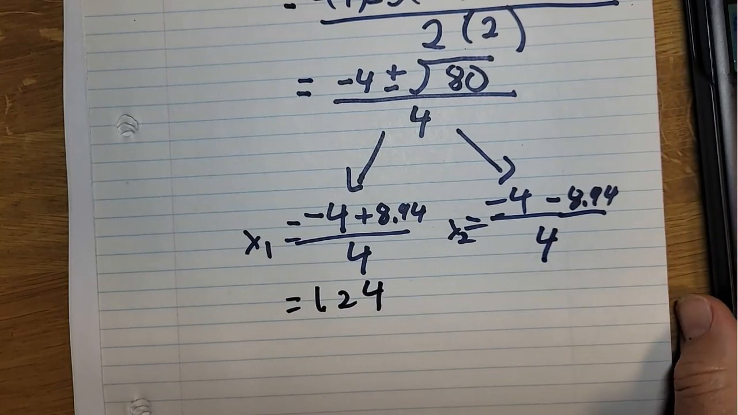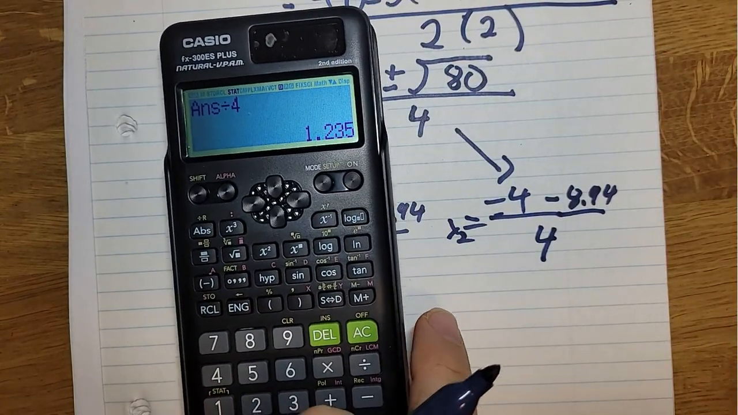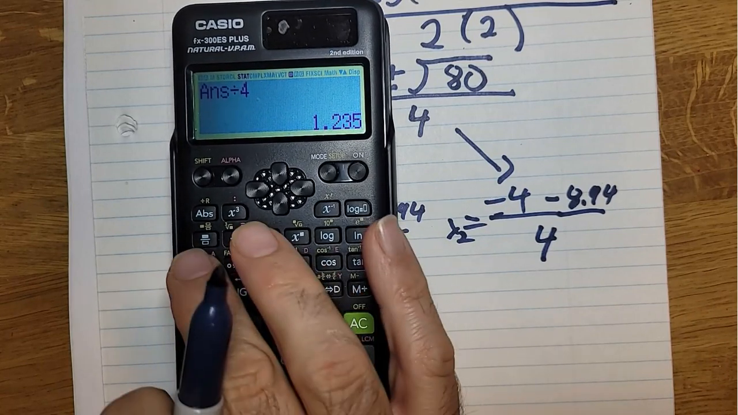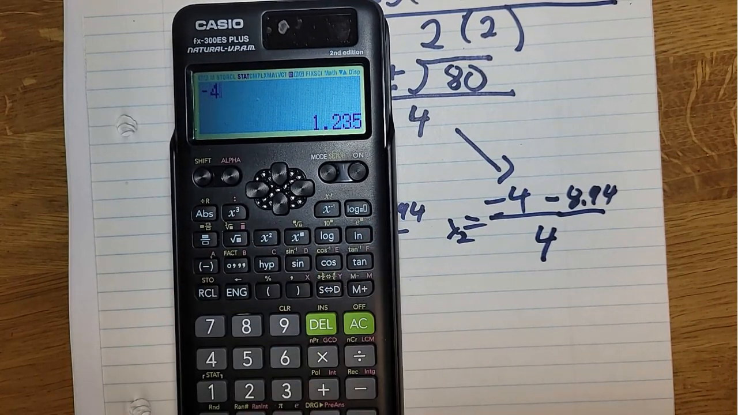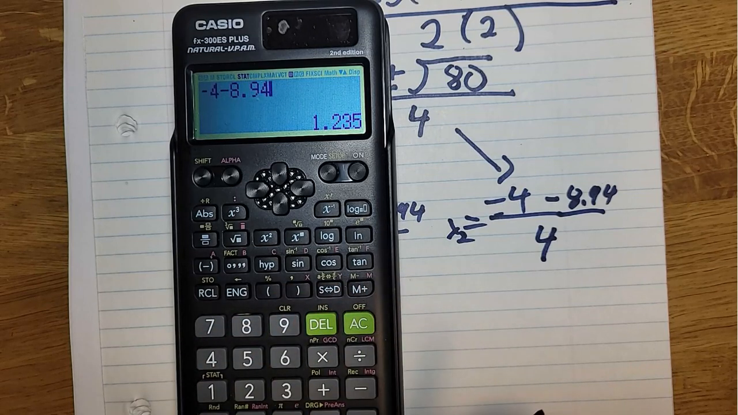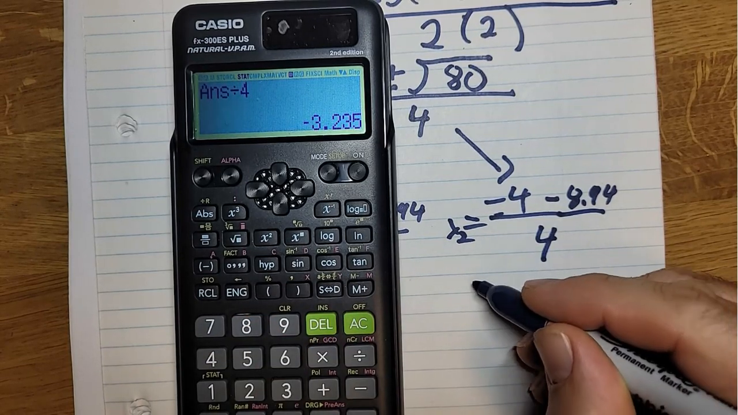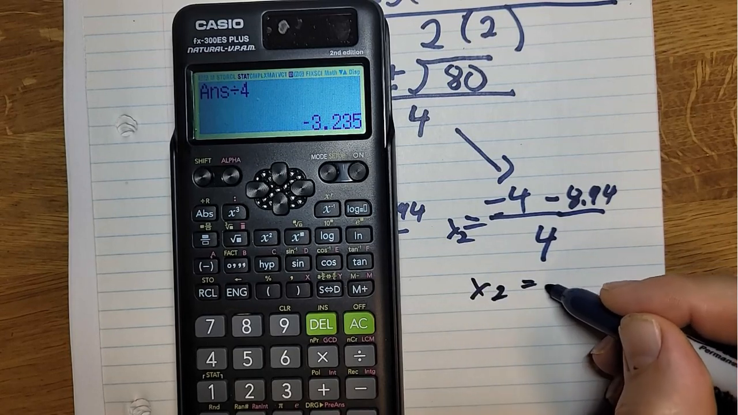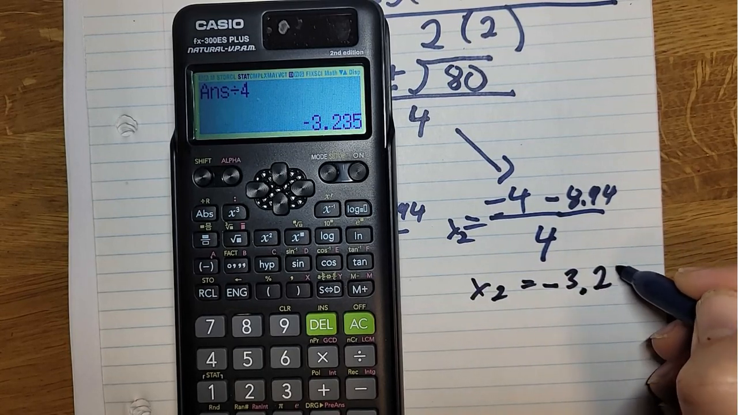Now the second one. Let's do the same thing. Negative 4 minus 8.94 equals, and divide by 4. Don't forget that equals. And then x2 is negative 3.24.